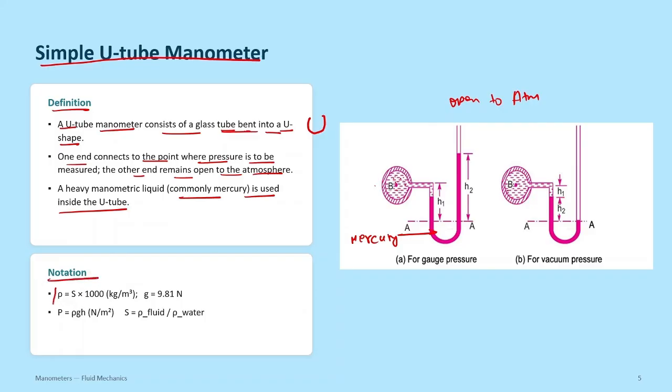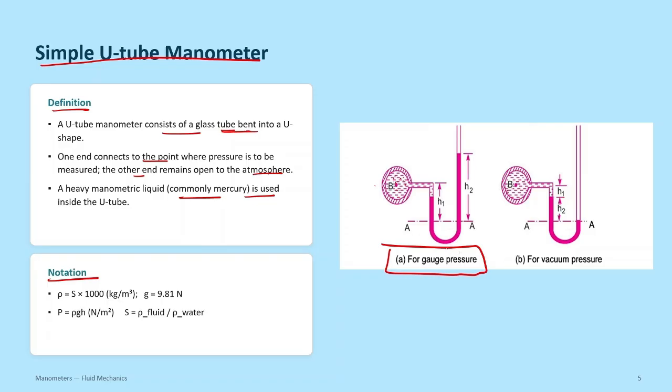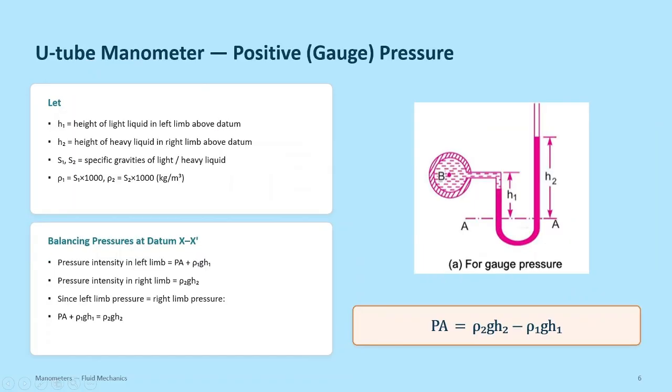And remember this one: if you have to find the density, you can use this formula. Density equals specific gravity into 1000, and you will get the density. And here you also know that pressure P equals rho g h. So there are two types of simple U-tube manometer: first, the simple U-tube manometer for gauge pressure, and second, for vacuum pressure. So we will study one by one about this.